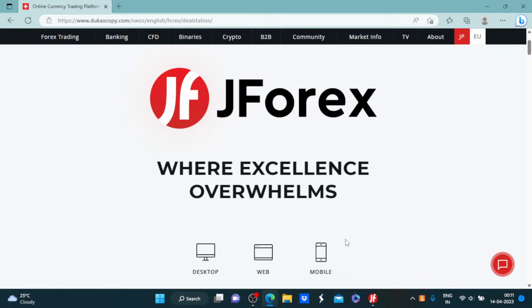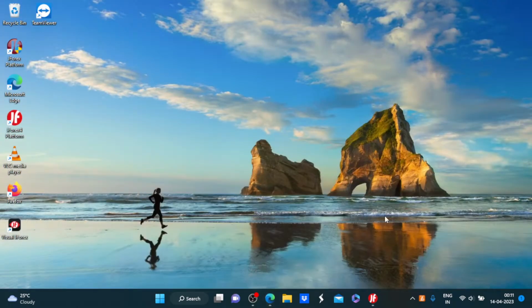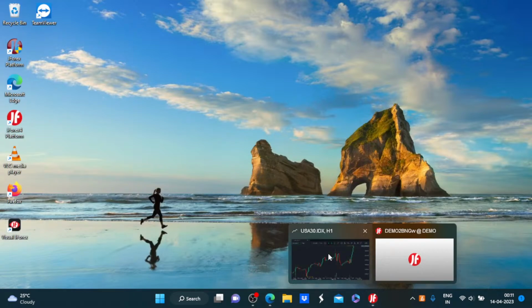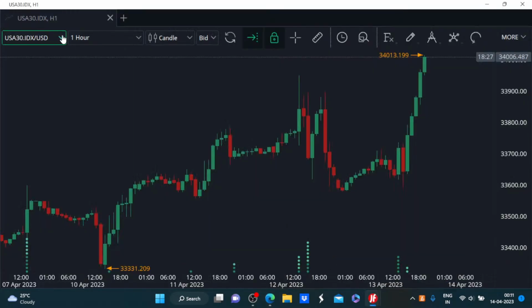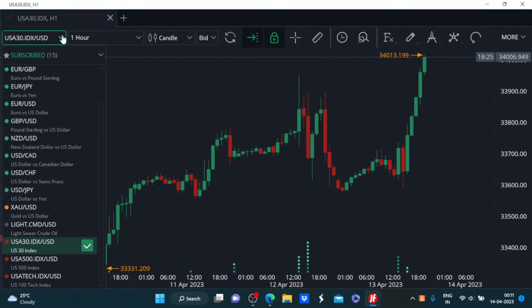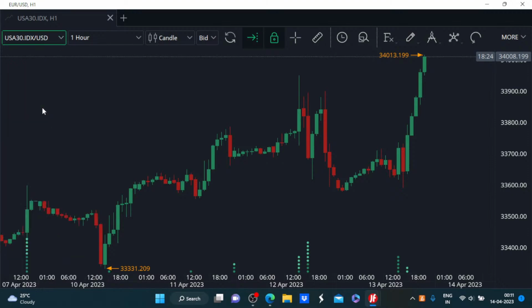In today's session of JForex Indicators Explained, we will be considering a new pattern which is based on the Gann formation. Let us now head to JForex 4, the newly released trading platform from the Dukascopy Bank SA. This is the Dow Jones Industrial Average chart. Let me change it to the Euro USD.